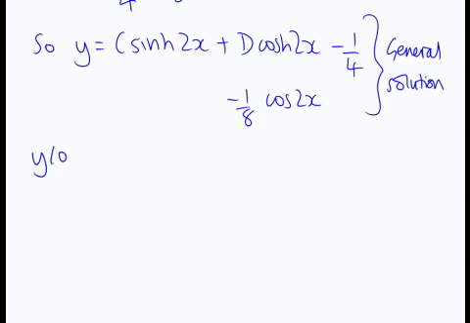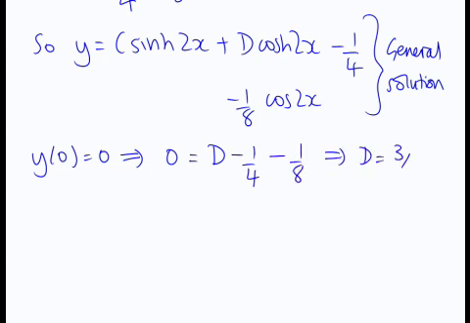Now the first initial condition, it's disappeared, but I've got a note of it here. It's y of 0 equals 0. So if I put that into my solution, I get 0 equals c times sine of 0, which is 0, plus d cos of 0 is 1, minus a quarter, minus an eighth. So d in fact comes out to be 3/8.